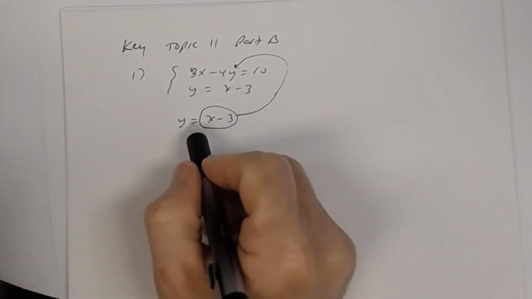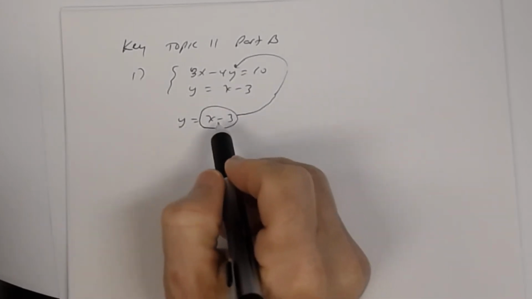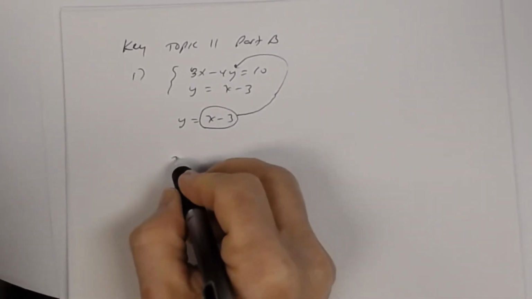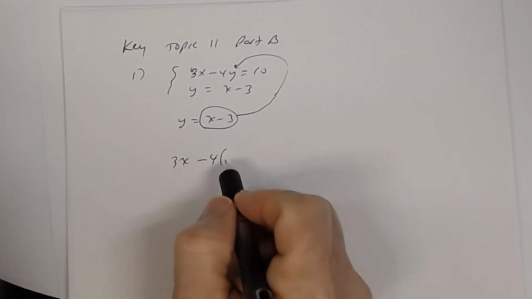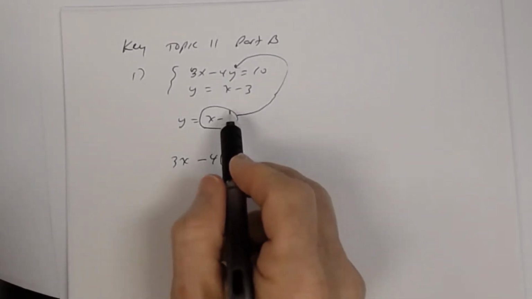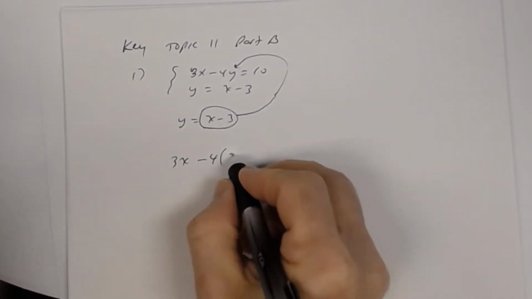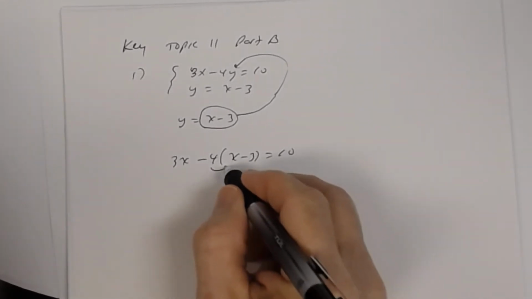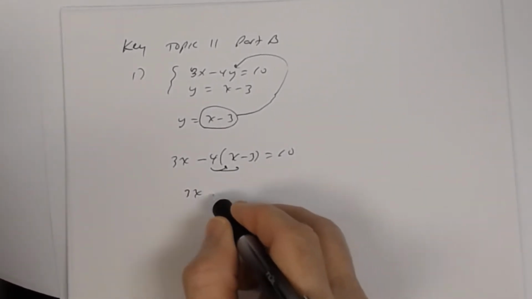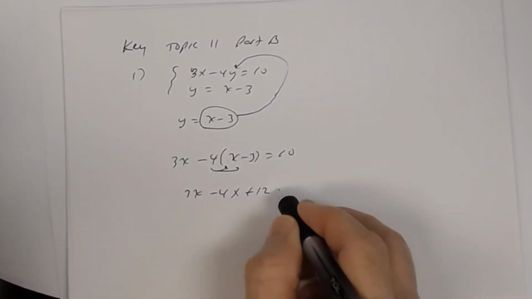And so when you take this expression and substitute into y, because that's what y equals, we get this now. We get 3x minus 4 times y. Now put that in parentheses, because all of this that I have circled will be multiplied by negative 4. So x minus 3 equal 10. Now let's go ahead and distribute. I get 3x minus 4x. Negative 4 times a negative 3 is a positive 12 equal 10.